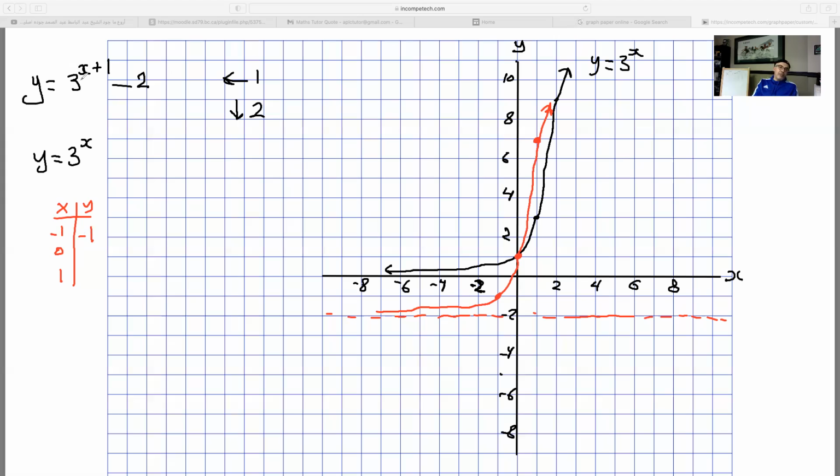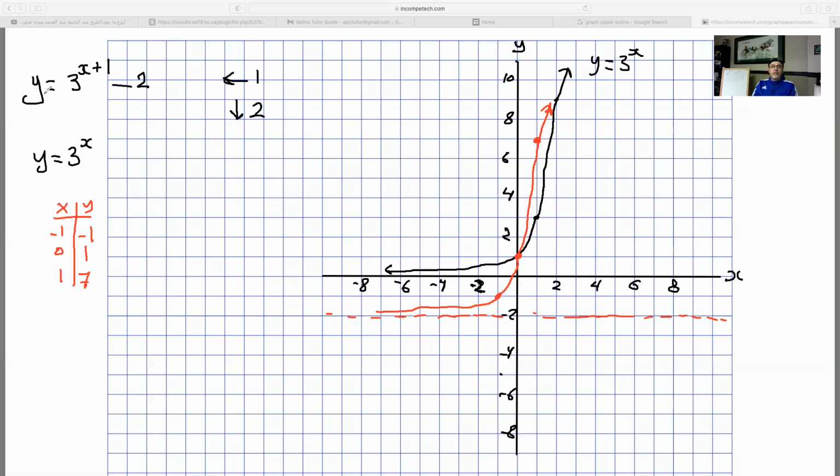How about if we sub in 0 for x? 0 plus 1 is 1. This becomes 3 to the 1, which is 3, minus 2 is 1. So we have 0 and 1. And if you sub in 1 there, 1 plus 1 becomes 2. 3 to the 2, or 3 squared, is 9. 9 minus 2 is 7. And therefore, that's why we got -1 and -1 here, and the 0 and 1 right there, and the 1 and 7 right there.